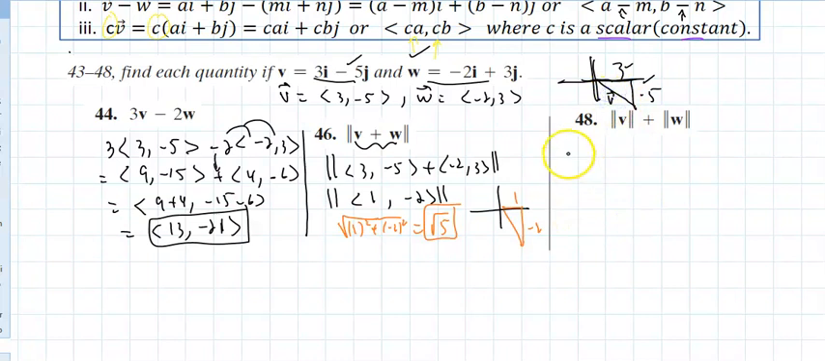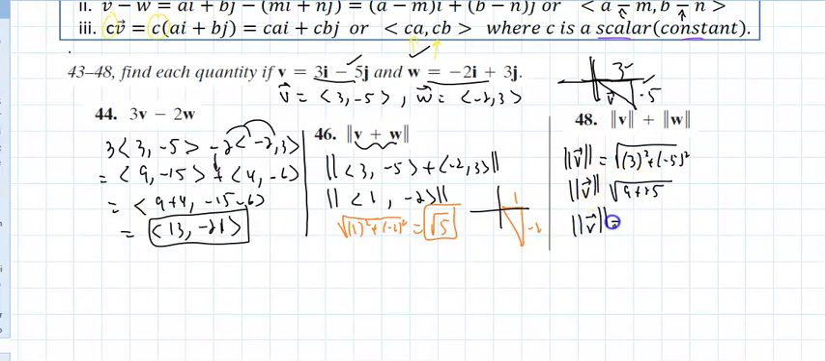There's v. So if I take the magnitude of v, look at that. See what happened when you rush? No rush. That is 3 squared plus negative 5 squared. Magnitude of v is the square root of 9 plus 25. That's the square root of 34. There. Wow. And what's the magnitude of w?